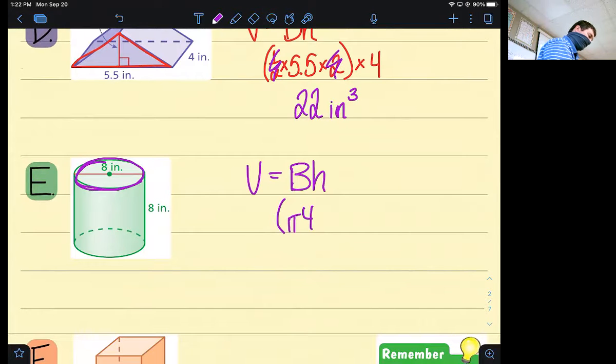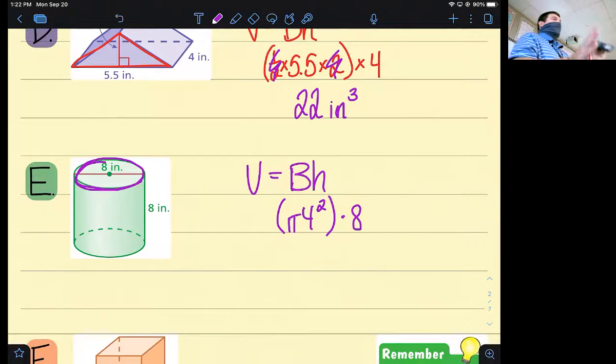Squared. Yep, squared. So I'm just doing the area of that circle, radius squared. And then I'm going to use the 8, not the diameter 8, but the height 8 for our H that I would plug into that formula. Lucy, what is 4 squared? 16, and I can do 16 times 8 times pi.